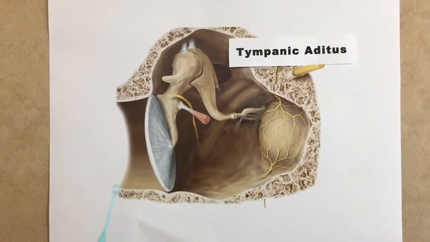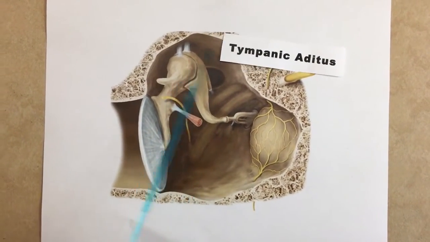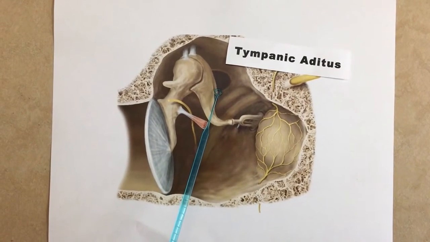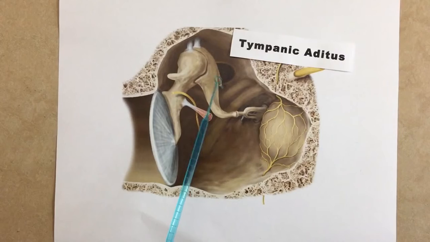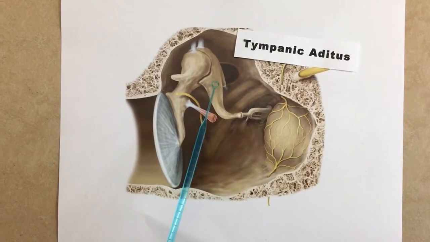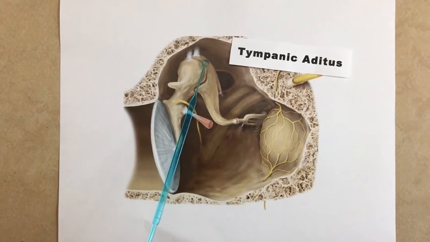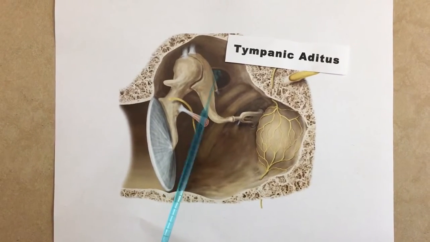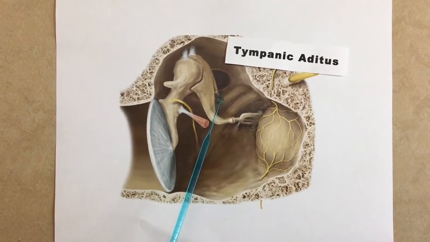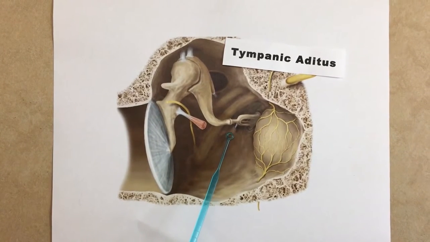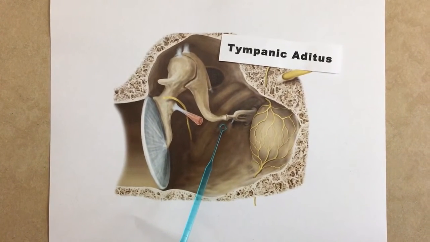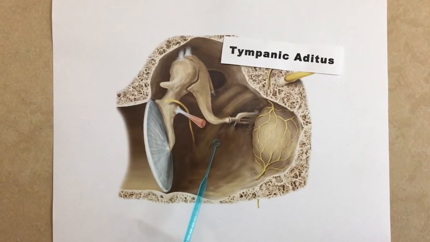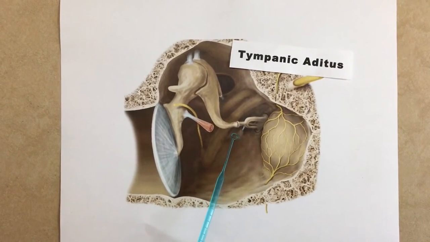The posterior, or mastoid wall, pictured here in the back, contains the aditus ad antrum, which is the entrance to the tympanic antrum. This connects the tympanic cavity, specifically in the epitympanic recess, to the mastoid air cells. This wall also contains the pyramidal eminence, pictured here, which is located behind the oval window, not pictured, near the prominence of the facial canal, and it houses the stapedius muscle.